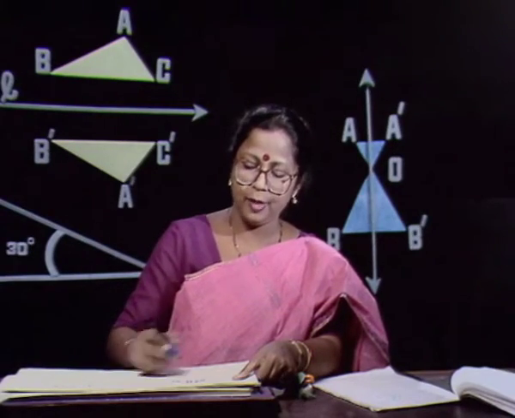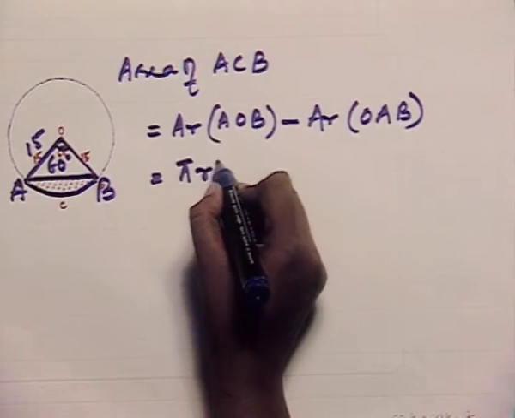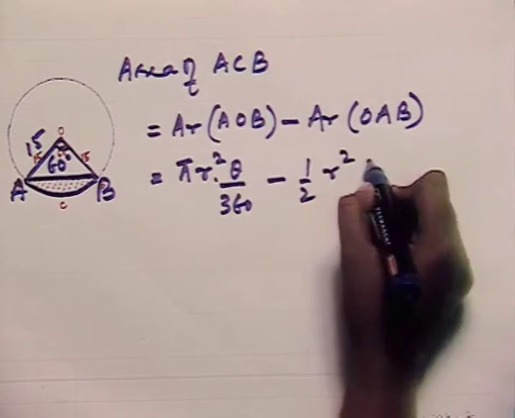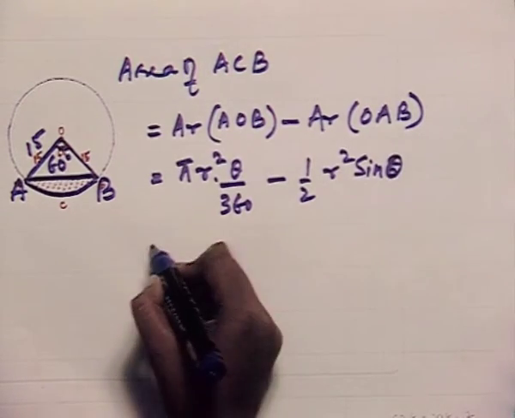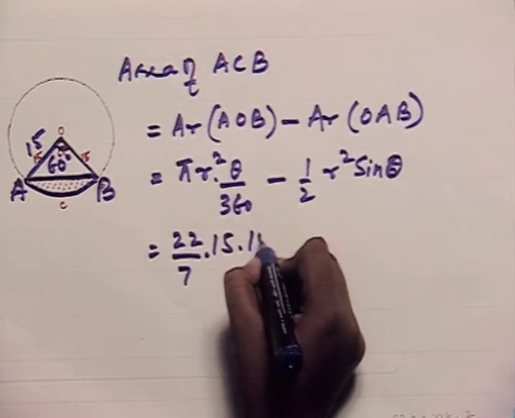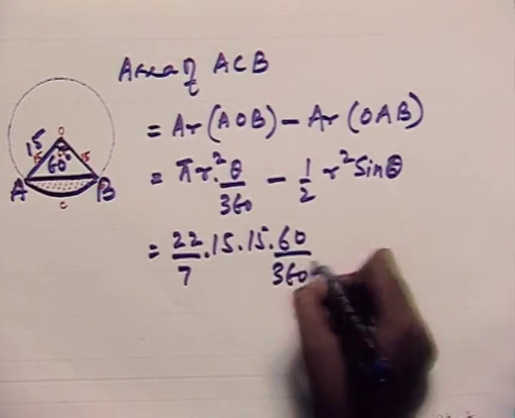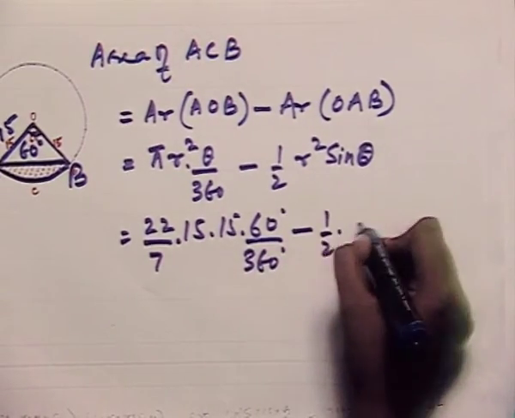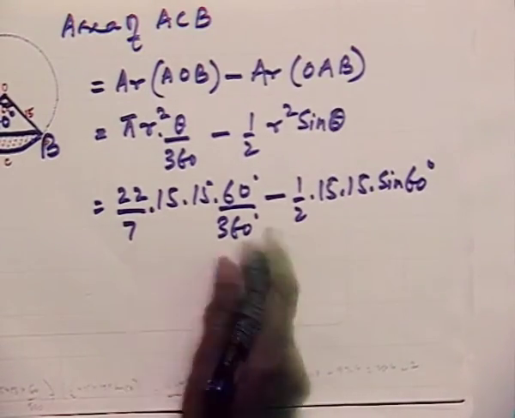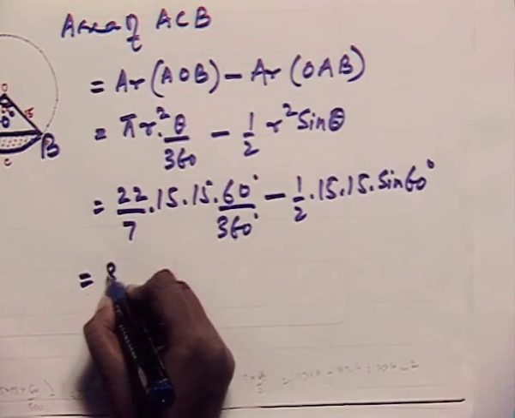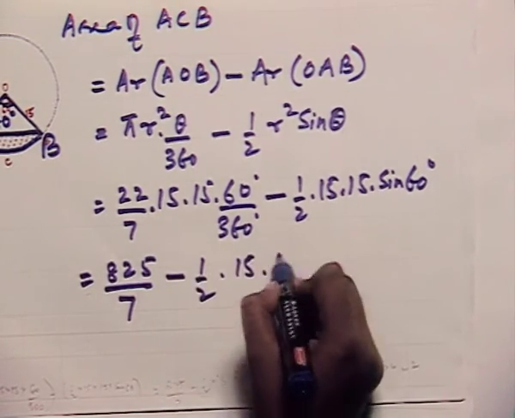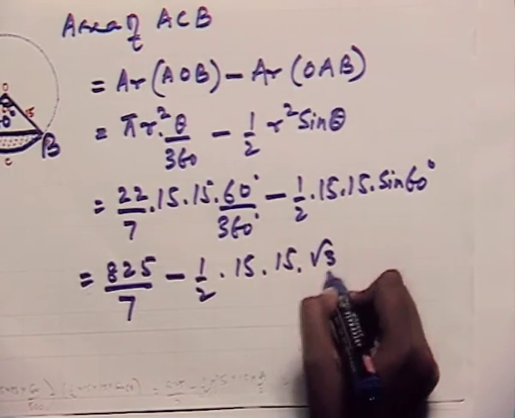Now, area of the sector AOB is equal to pi into r square. I am writing down the formula first, upon 360 degrees, minus area of the triangle, which is half r square sin theta. Pi, we have been asked to take pi as 22 upon 7. So, pi into r square is 15 into 15, theta is 60 degrees upon 360, minus half into again r square, that is 15 into 15 into sin 60 degrees. Solving this part, this is equal to 825 upon 7 minus half 15 into 15, and the value of sin 60 degrees is root 3 upon 2.